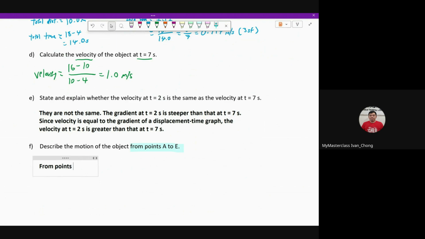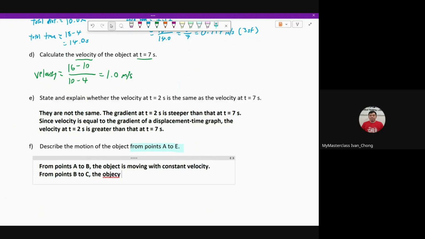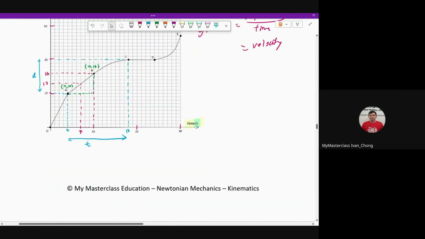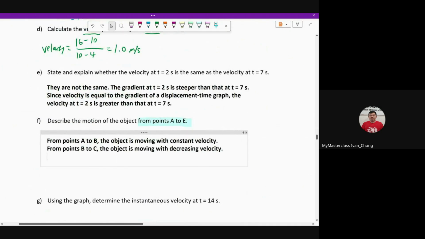Okay, so from points A to B, what happens? The object is moving with constant velocity because this is a uniform diagonal straight line, right? So we don't need to do too much. Same thing from points B to C. What happens? The object is moving with decreasing velocity, if I'm not wrong. Okay, it's a curve down, right? So because this one is getting gentler, you actually have decreasing velocity. So from points C to D, what happens?